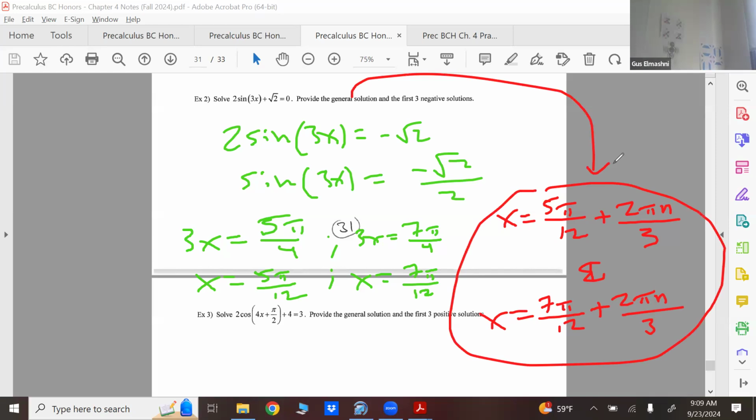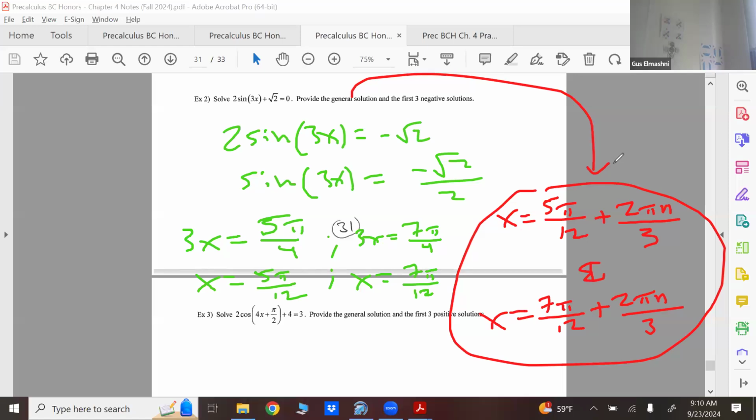If you think about it, 3x equals 5 pi over 4. Remember, 3x is your angle. Yes, thank you, Thomas. So x is 5 pi over 12. Cool. 3x equals 7 pi over 4, because sine of 7 pi over 4 is also negative root 2. When we solve for x, we get 7 pi over 12. But remember, the period here is 2 pi over 3. It doesn't cover the full rotation in a circle. So what you do is write the general solution: 5 pi over 12, plus 2 pi n over 3, where n is any integer.